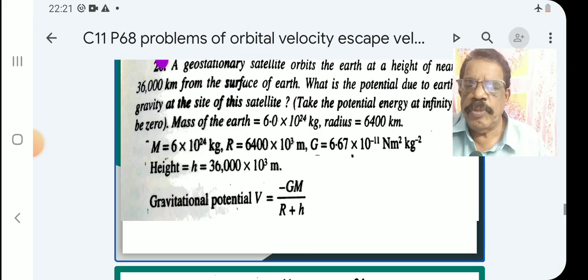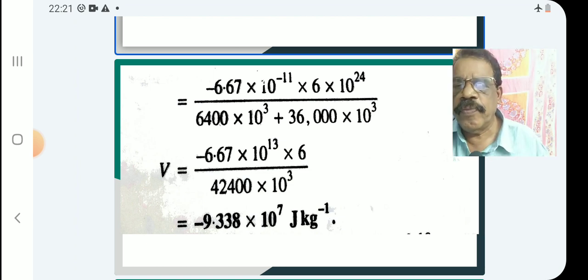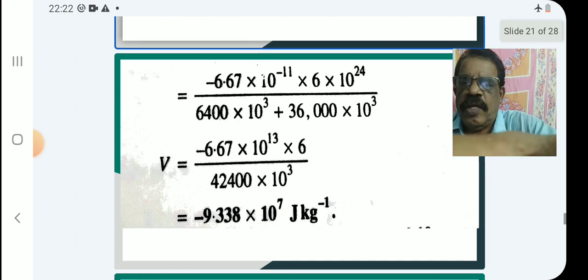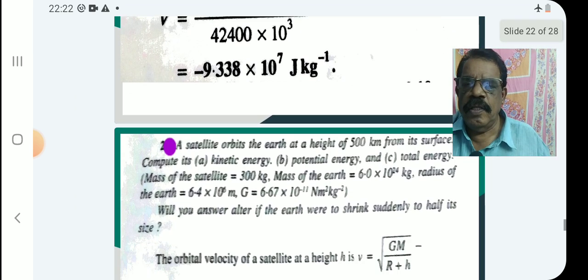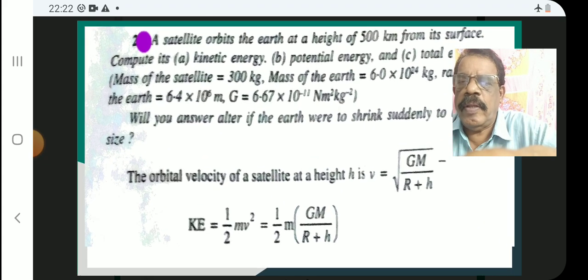So you substitute the value, we get minus 6.67 into 10 raised to minus 11 into 6 into 10 raised to 24 by 6400 into 10 raised to 3 plus 37,000 into 10 raised to 3. Simplify. We get a minus 9.338 into 10 raised to 7 joule kg raised to minus 1. That is the unit of gravitational potential, joule kg raised to minus 1. Next problem, this is also important.